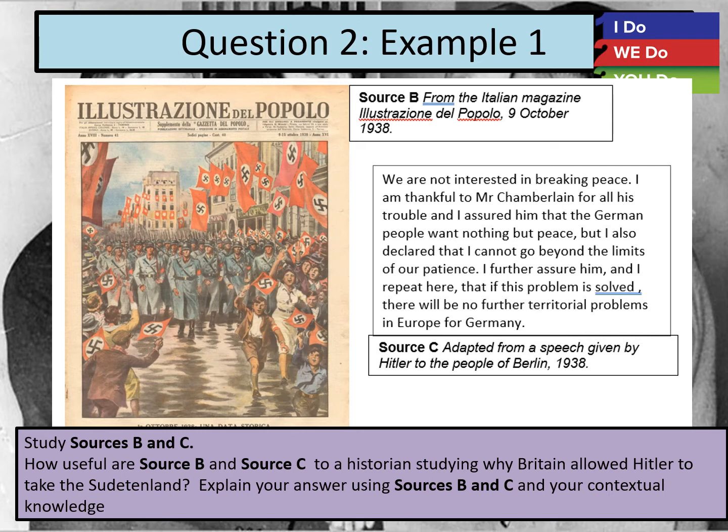So when we're answering this question, we're going to write 1 paragraph on source B, all about what's going on there and what it tells us about why Britain didn't get involved and didn't stop Hitler. And then we've got the speech here, which is going to be our second paragraph, and we're going to talk all about what this shows us, both the content, our own knowledge, and of course the provenance of the source. And then finally, we're going to write a conclusion that involves both of these sources. Let's have a look at source B first.